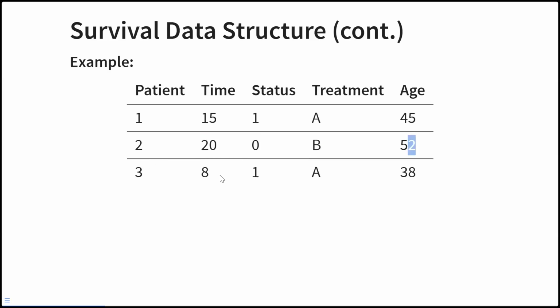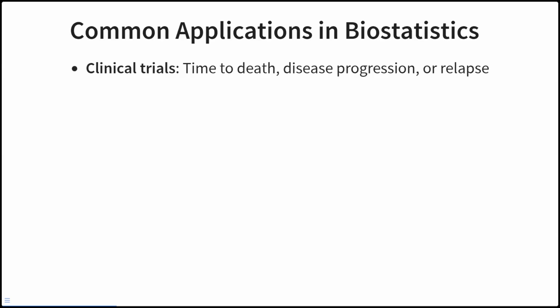Likewise, if you look at this also, the time was 8 days before this particular patient died. The patient received treatment A, and the age of the patient is 38. So this is just an example of how survival data looks like. So what are the common applications of survival analysis in biostatistics? Because that is mostly where it's usually used.